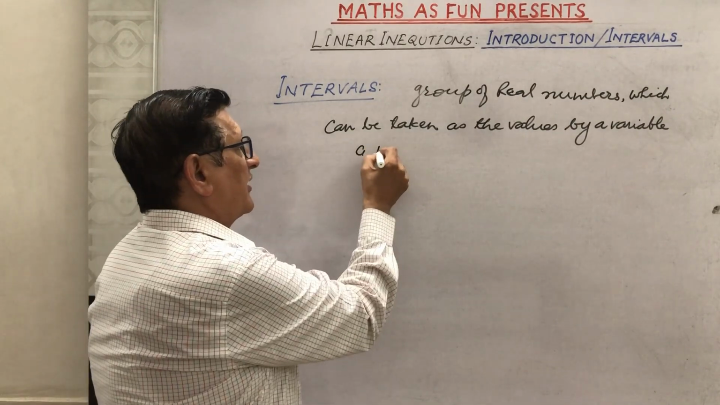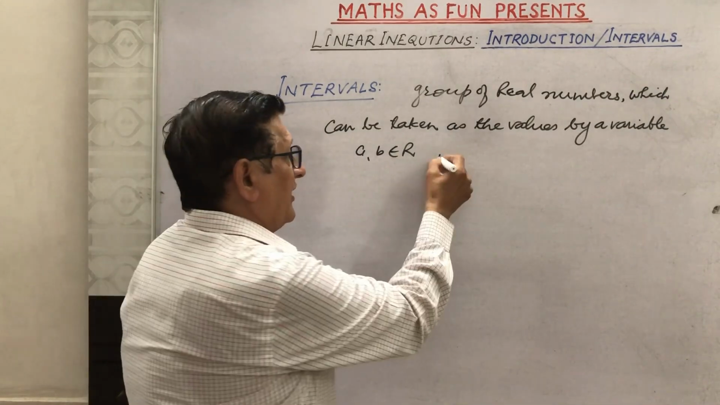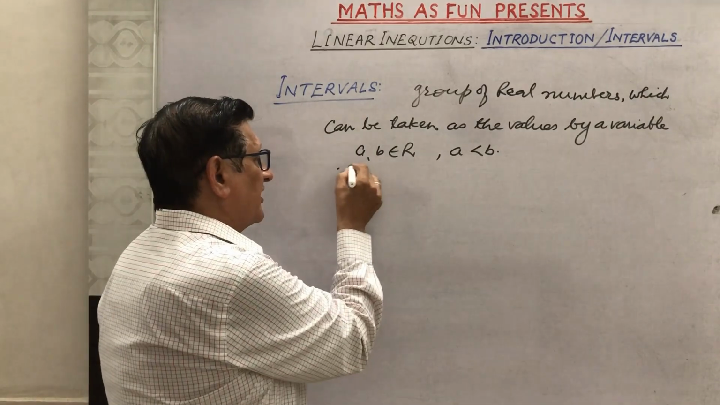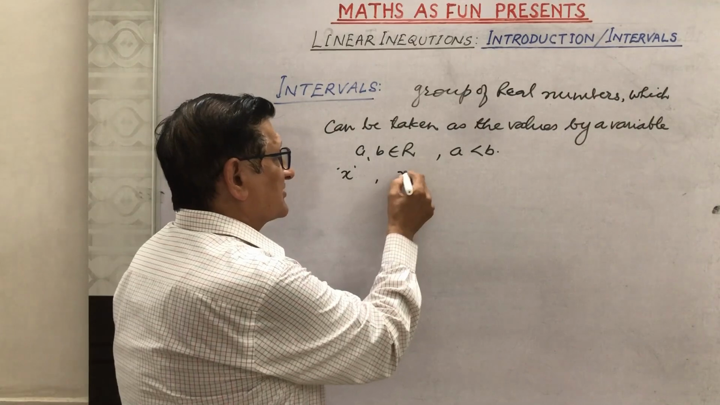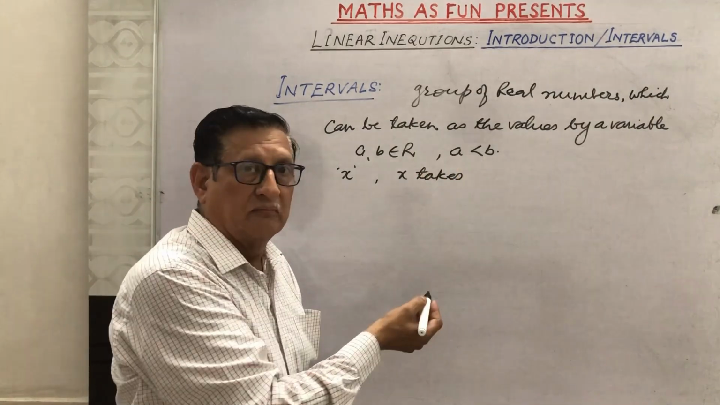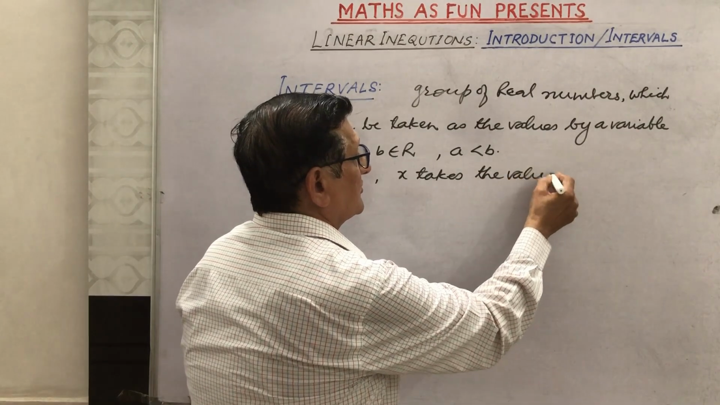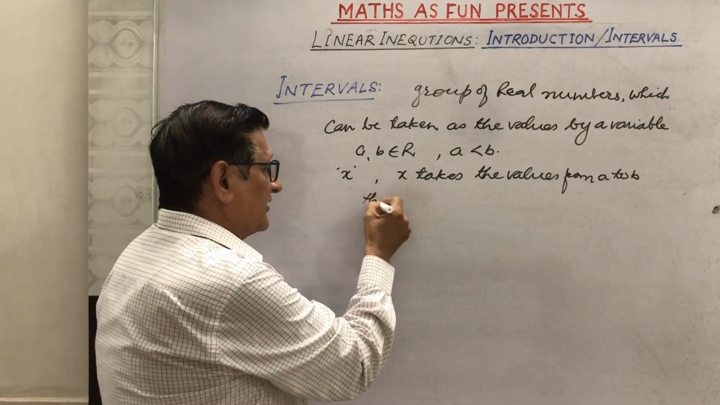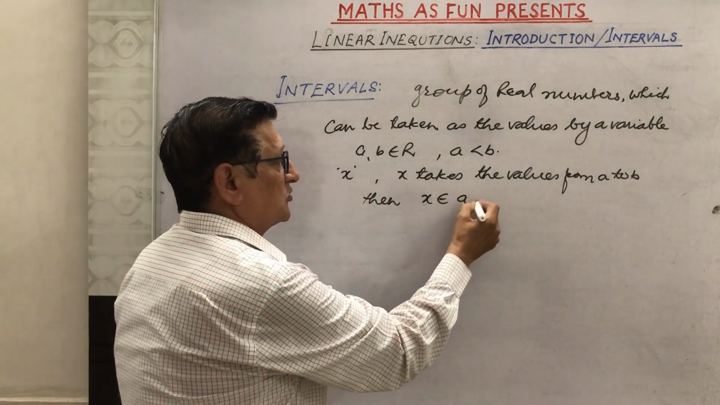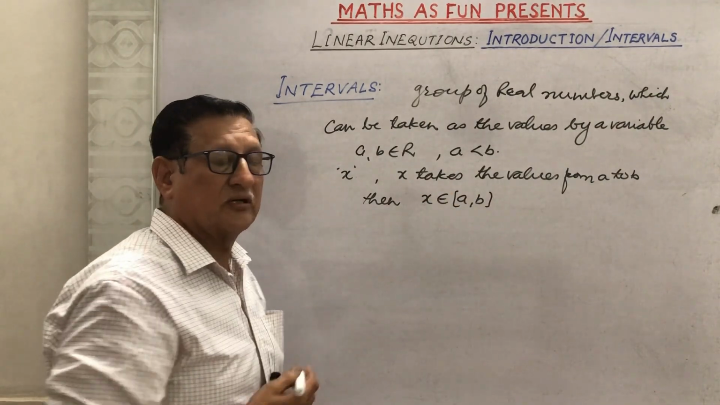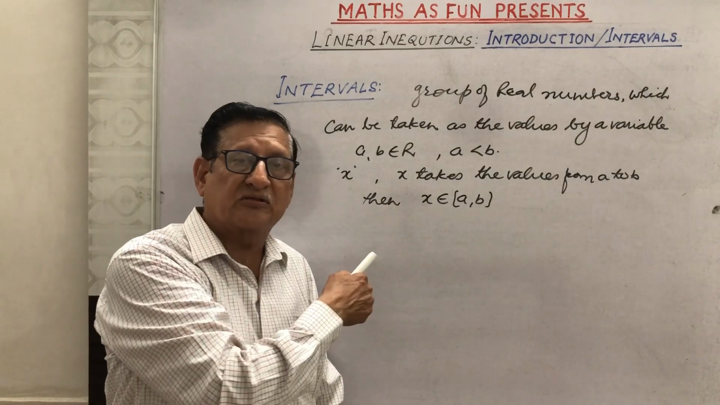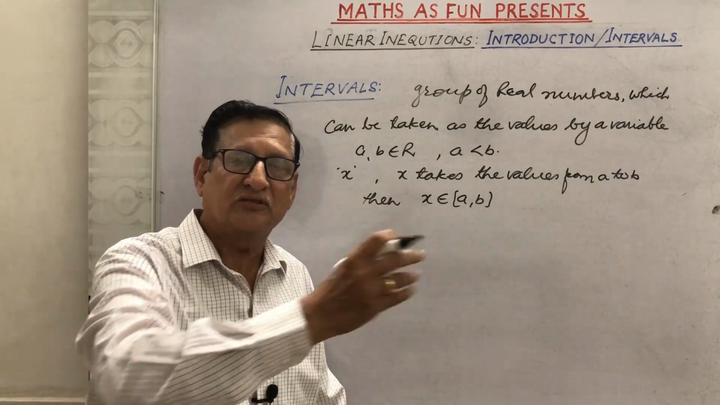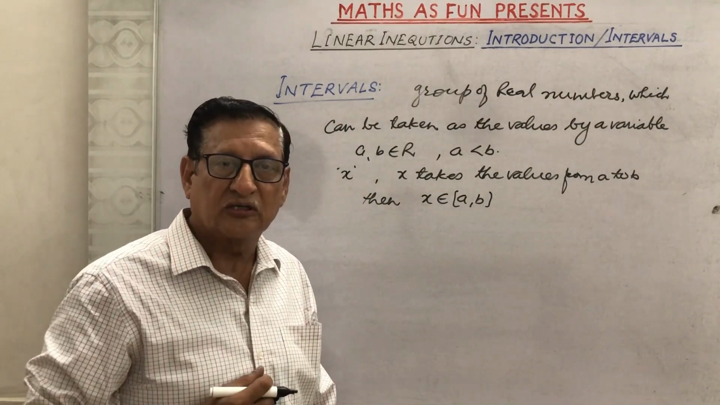Suppose we have a and b, any two real numbers, and a is less than b, and suppose there is a variable x, and x takes the values from a to b. Then we write it as an interval that x belongs to (a, b). This is the form of an interval. Actually, an interval shows the limits, from which number to which number, all the real numbers between them, from one to the other.